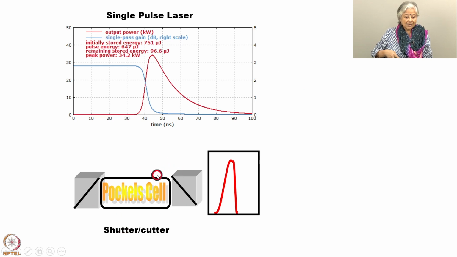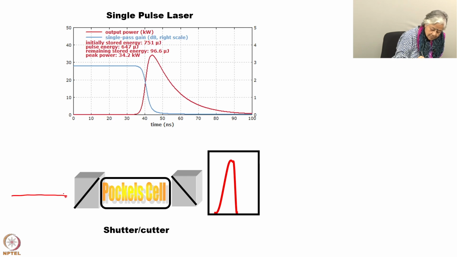You have this whole structure: this is a Pockels cell, and these are two polarizers. The input lasing pulse, this is your laser which is incoming, goes through the first polarizer, then through a Pockels cell, and then through another polarizer. So, this total thing is a cutter or a shutter. But how does it work?